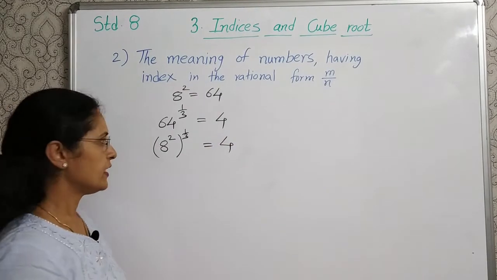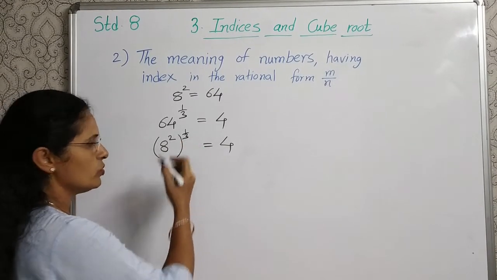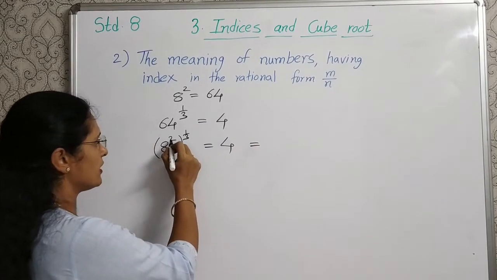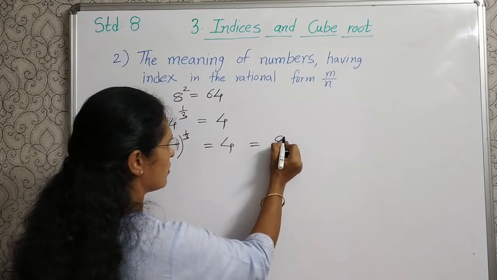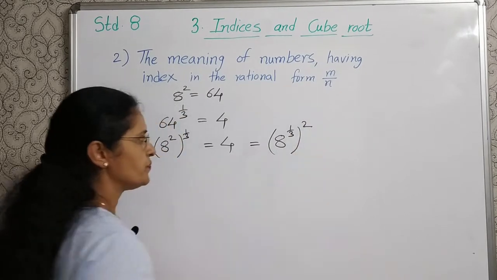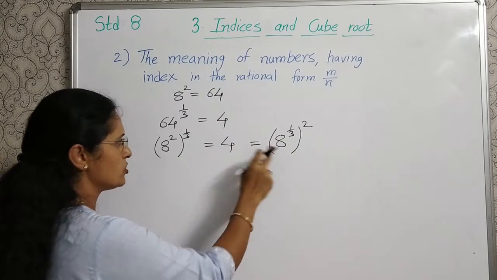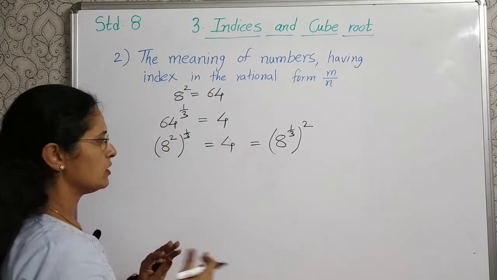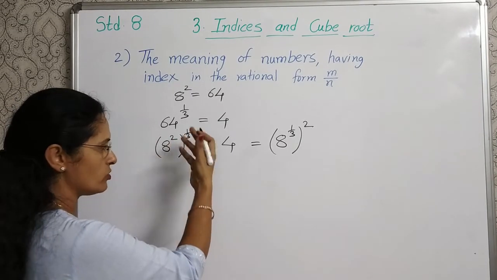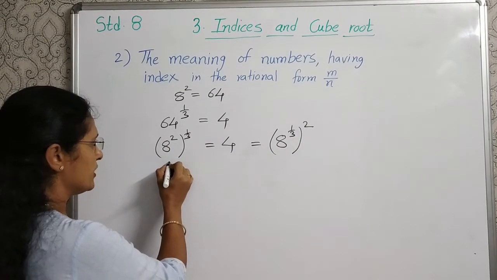But using the laws of indices, a raised to m raised to n is equal to a raised to mn. So if you write this index 1 by 3 inside the bracket and 2 outside the bracket, it is one and the same. Now what is the meaning of these two? Here the numbers with index look different. Here 2 is inside the bracket and 1 by 3 outside the bracket; here 1 by 3 is inside the bracket and 2 outside the bracket. Now how to read this?